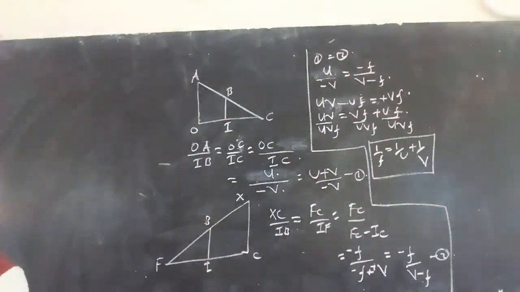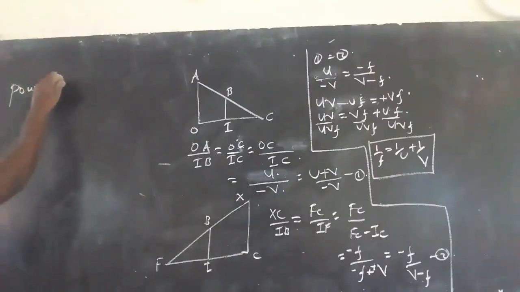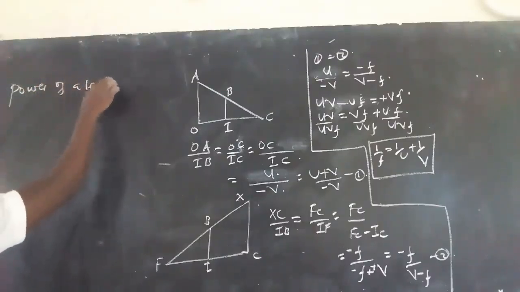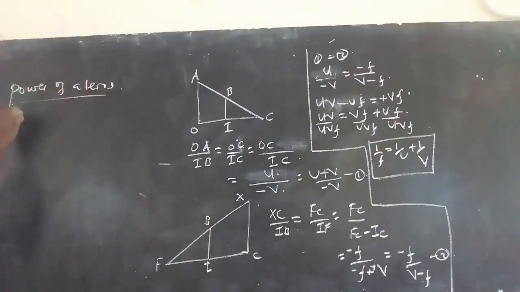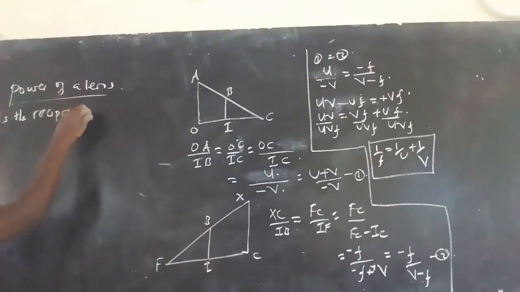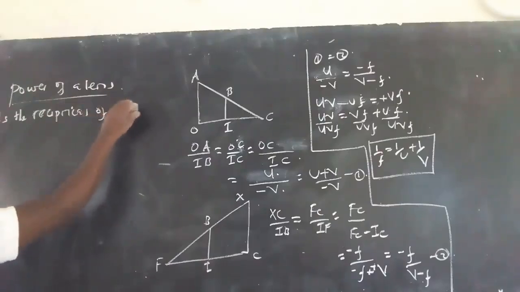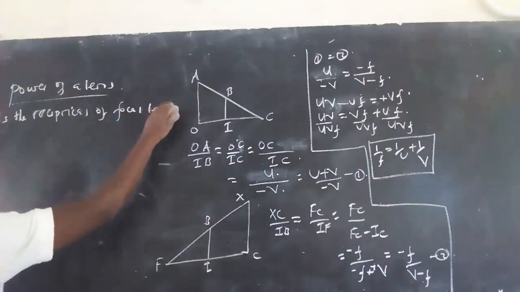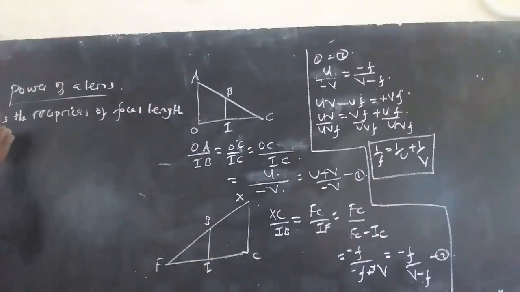Then power of the lens. When we talk of the power of a lens, this is the reciprocal of the focal length in meters.